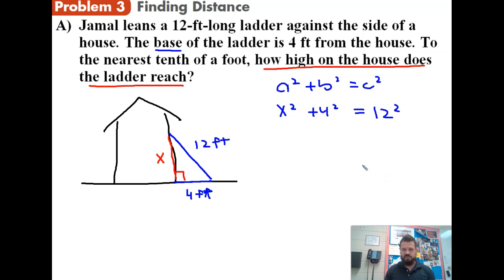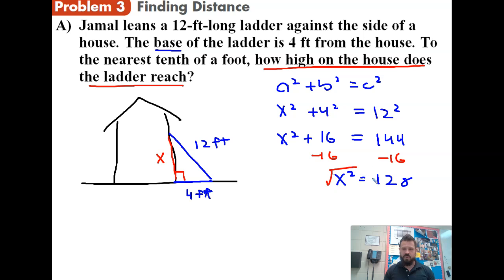All right, let's square things out. So we have x squared plus 16 is equal to 12 squared, which is 144. We want to get the x by itself, so I'm going to subtract 16 on both sides. That'll give me that x squared is equal to 128. And then I'm going to take a square root on both sides, and I end up with x is equal to 11.3.